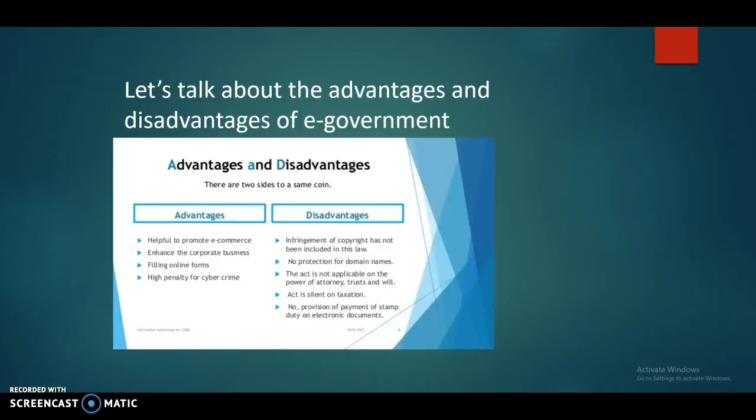Okay, so let's talk about the advantages and disadvantages of e-government. As you can see, it lists advantages, which is it helps promote and enhance businesses. You're able to file forms online. High penalty for cyber crimes.